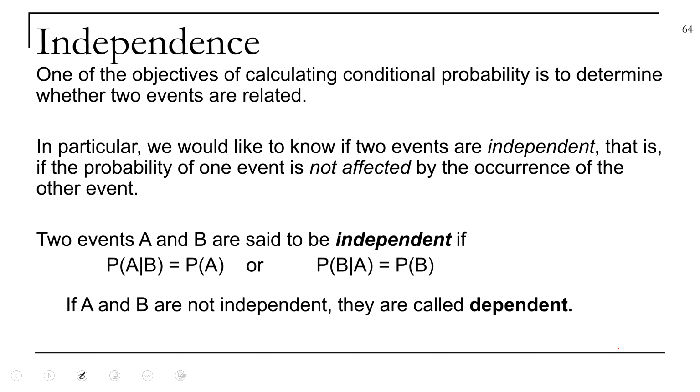What do we do with conditional probabilities? Well, we often want to know, is there a relationship between A and B? And we say A and B are independent if the probability of A given B equals the probability of A, or the probability of B given A equals the probability of B.